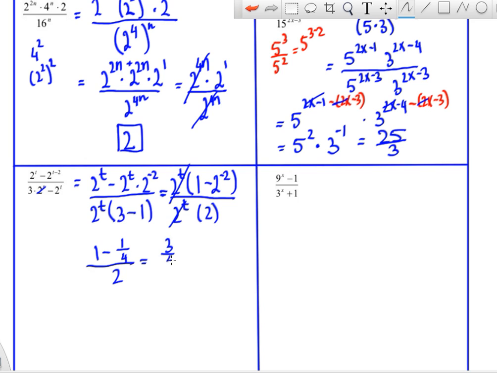So that's 3 over 4 divided by 2. So that becomes 3 over 4 times the reciprocal of 2. So think of 2 over 1, so that becomes 1 over 2. So my final answer for this one is 3 over 8.